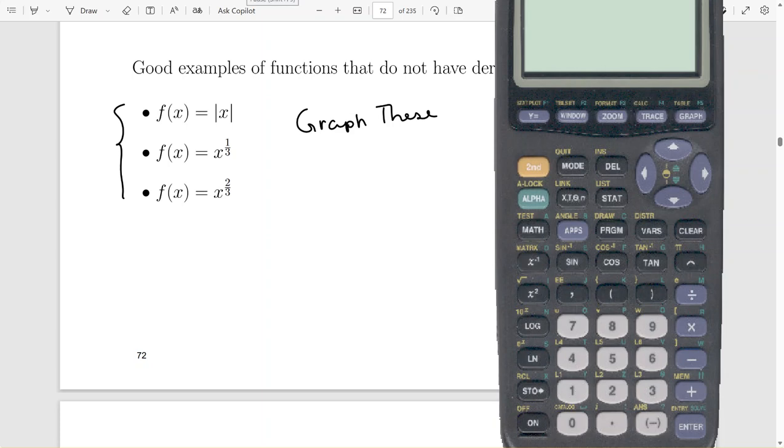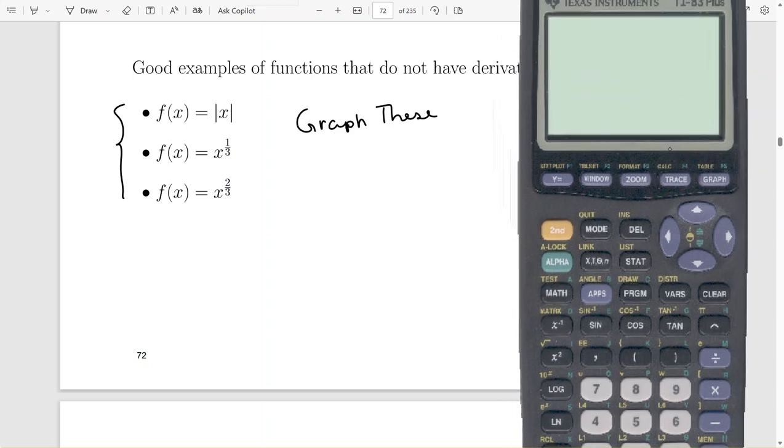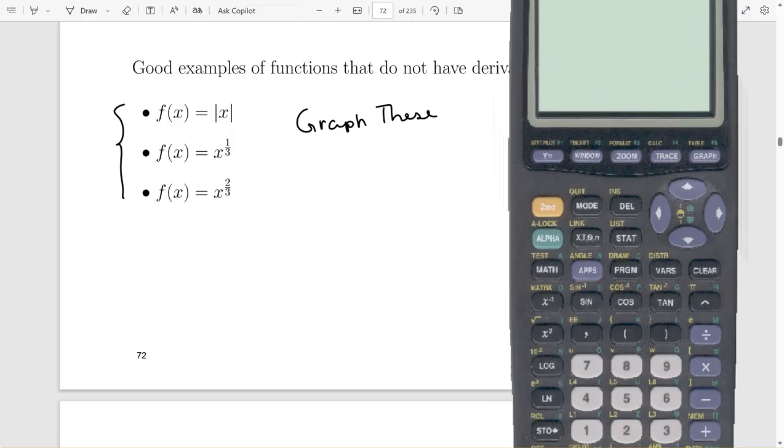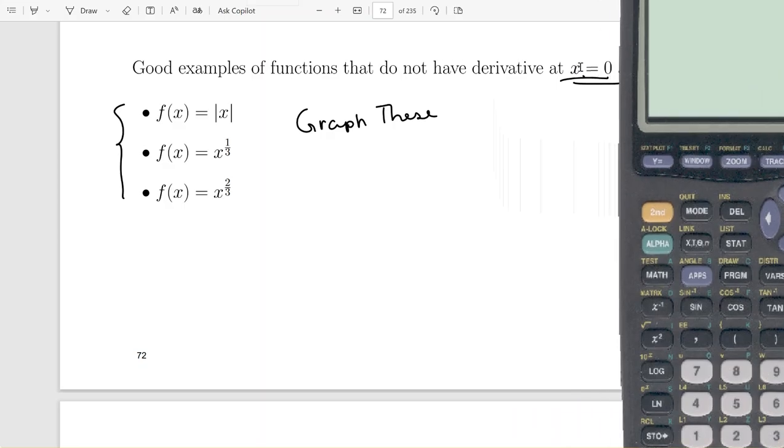Okay, these three graphs I asked you to draw up on your calculator to take a look at them. The absolute value of x we looked at in class, that's the V shape. And we said that it didn't have a derivative at x equals 0 because that was a sharp corner. The slopes coming in from one direction were -1. The slopes coming in from the other direction were +1. So the limits didn't match up from the left and the right. Hence, there's no derivative at x equals 0.